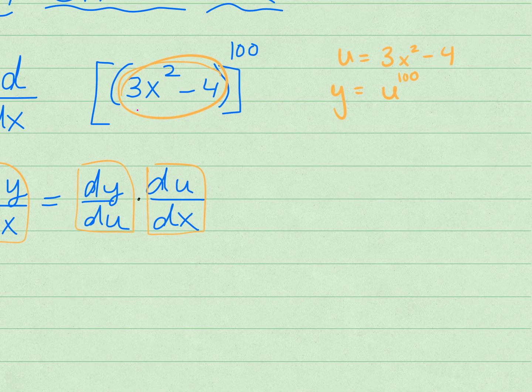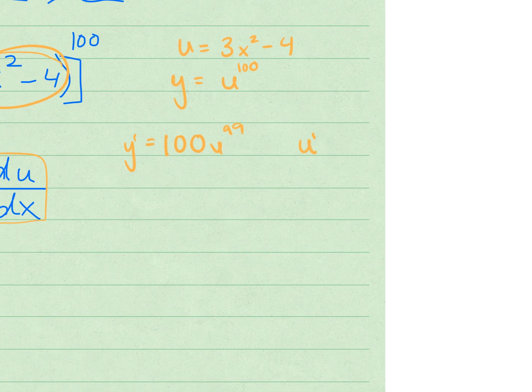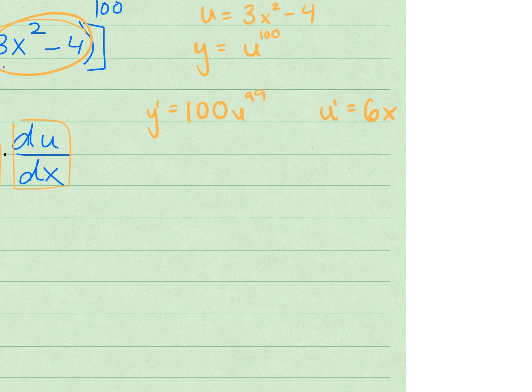So dy over du would be the derivative of y. So y prime. What would be the derivative of y here? If we have u to the 100th power, what's the derivative? 100 times u to the 99th power. Now we're going to take the derivative of u, so I'll call it u prime. What's the derivative of 3x squared minus 4? 6x. Perfect.